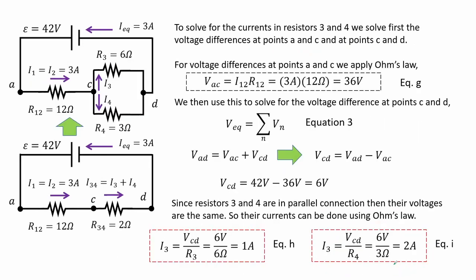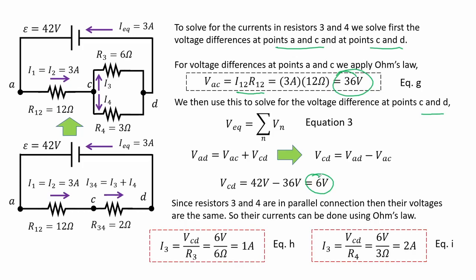To solve for the currents in resistors 3 and 4, we first solve for the voltage differences at points A and C and at points C and D. For the voltage difference at points A and C, we apply Ohm's law and get 36 volts. We then use this value to solve for the voltage difference at points C and D, and we get 6 volts. Since resistors 3 and 4 are in parallel connection, their voltages are the same.